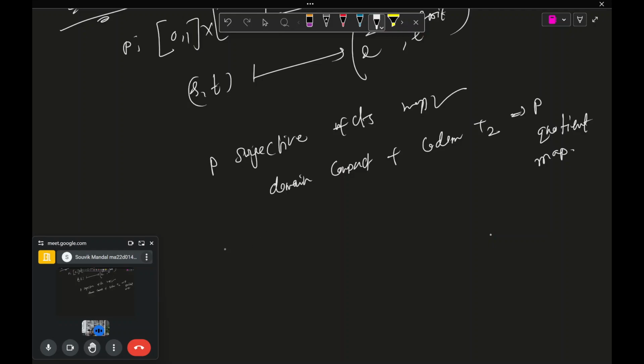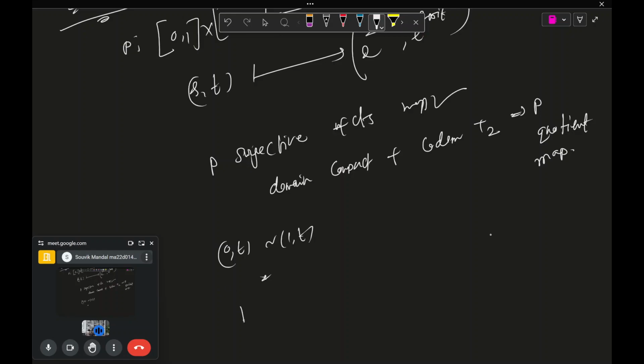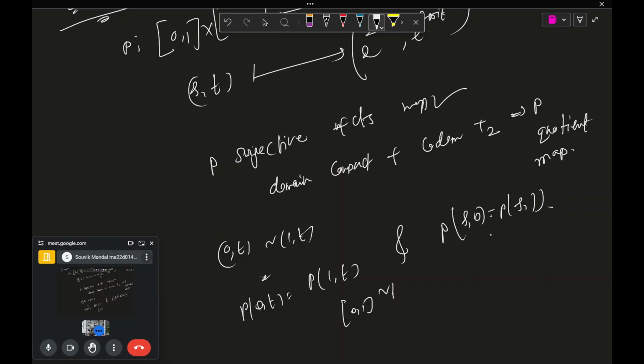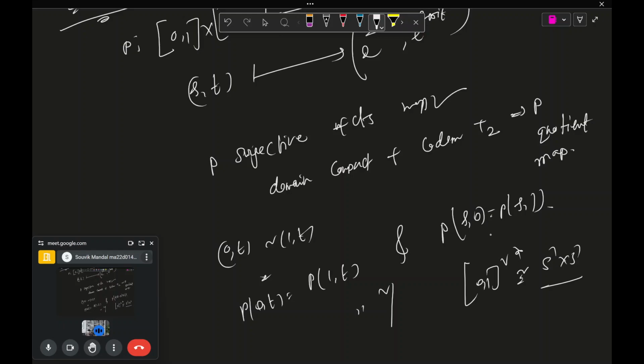Now observe that (0,t) and (1,t) under P go to the same place, and also P of (s,0) is equal to P of (s,1). So by the property of the quotient map, this relation, this X star, is homeomorphic with S^1 cross S^1. So this is the proof.